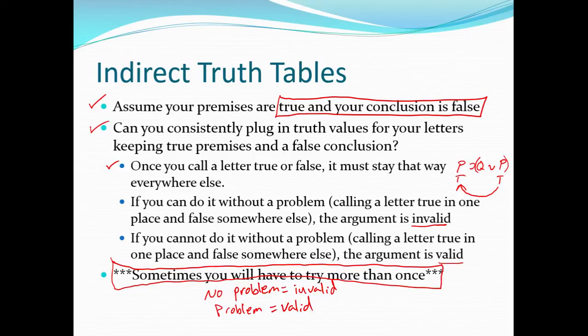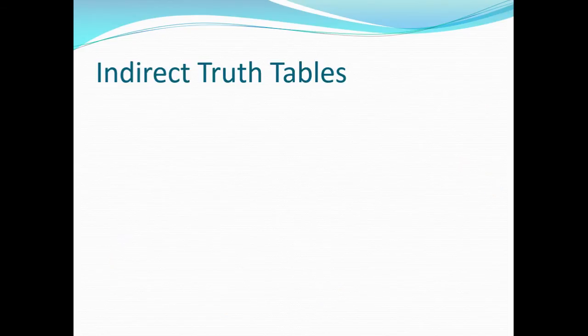So let's go ahead and practice with this indirect truth table method. Step 1. So we'll look at this argument. P horseshoe Q, P, therefore Q. Step 1, we're going to assume that our conclusion is false and our premises are true. Step 2, we're going to plug in truth values to make all of this work out. So if we have a false conclusion, Q has to be false. If we have a true premise, well, P has to be true.